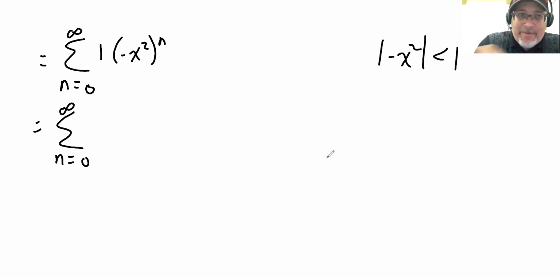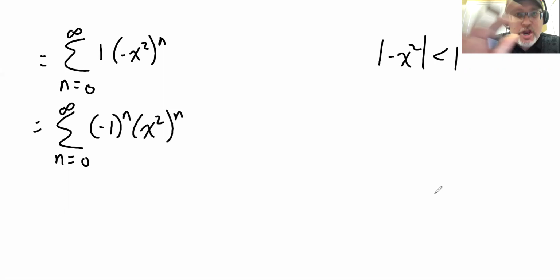And by the way, why am I dragging this 1 times around? It was only sitting there because it was the first term, but multiplying by 1 is kind of easy to pull off. So we're going to lose that 1, and at the same time, we're going to split the negative x squared to the nth power as a negative 1 to the n times an x squared to the n. Just unmultiplying negative 1 times x squared.